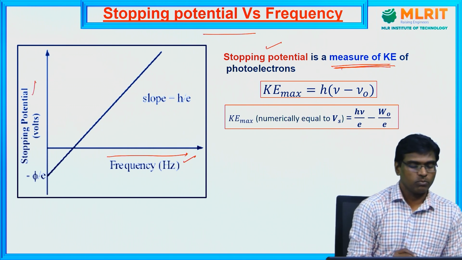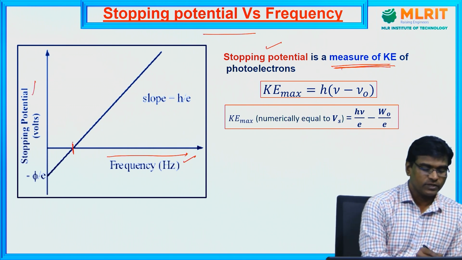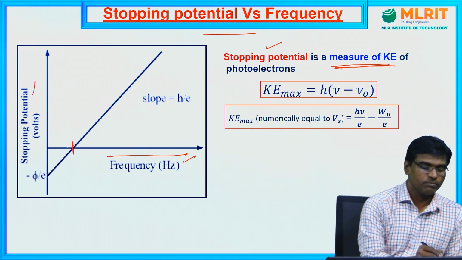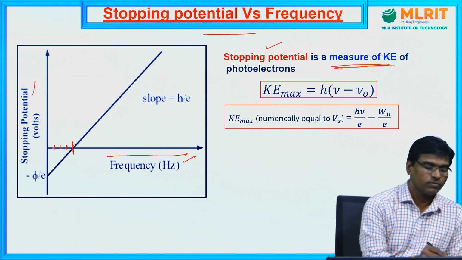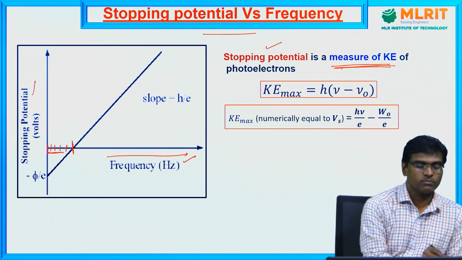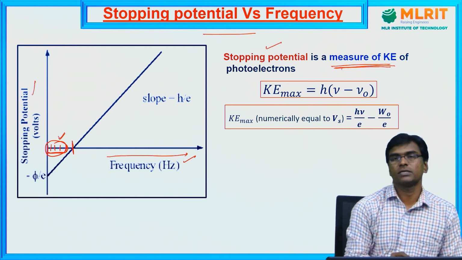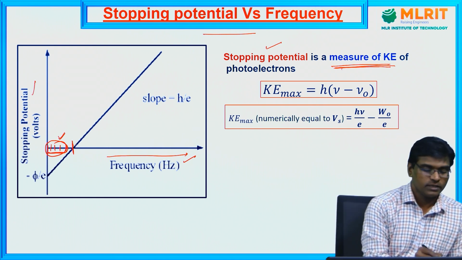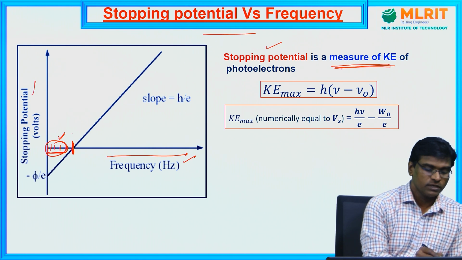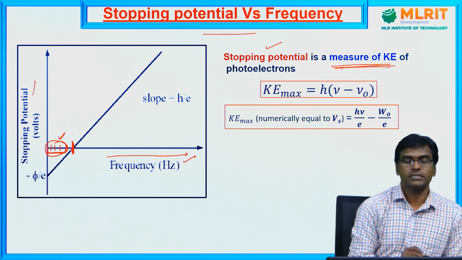We are plotting, and there is a cutoff frequency. This is the minimum frequency below which no stopping potential exists. It means that no photoelectric effect is observed with these frequencies, so there is no point in discussing the stopping potential for these frequencies. But there is a minimum frequency at which the photoelectric effect is observed. Therefore, the stopping potential is minimum there.